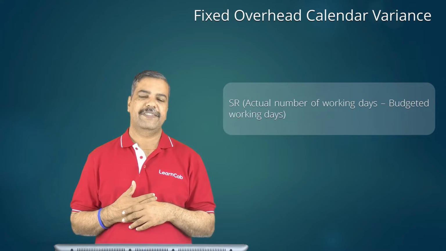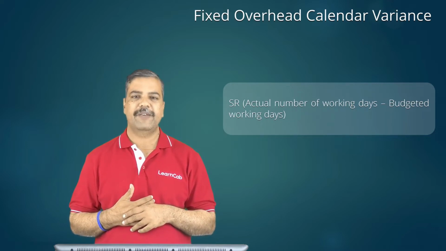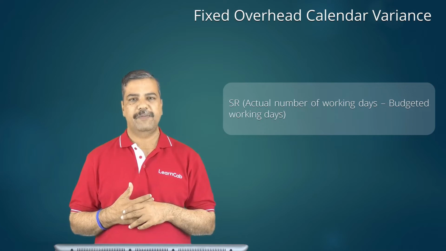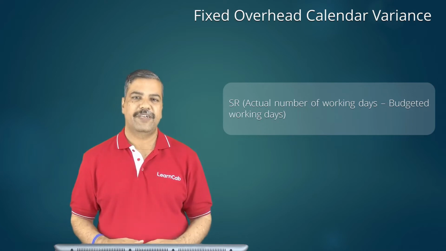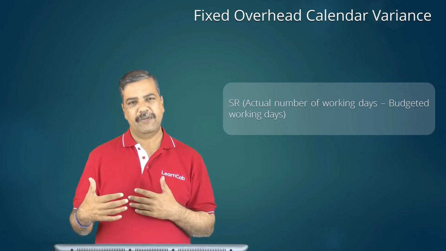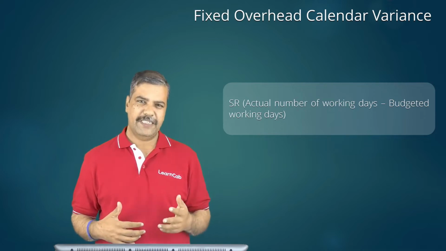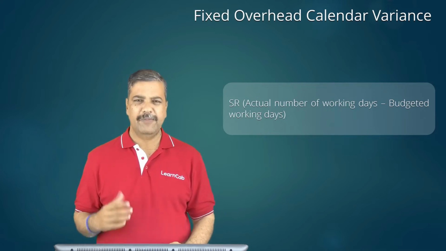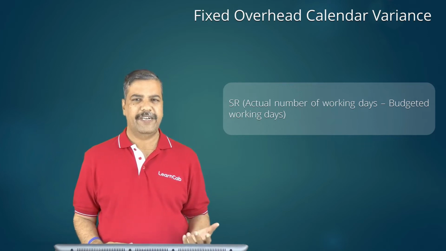you will come to know the fixed overhead calendar variance. Calendar variance is very important because it helps us in planning the time properly. What is the minimum number of days you need to plan for in order to bring the fixed overheads under your control? How many days are you spending, how many days are you using out of this fixed cost? Fixed cost is paid on a weekly, monthly or some periodic basis, regularly at regular intervals.